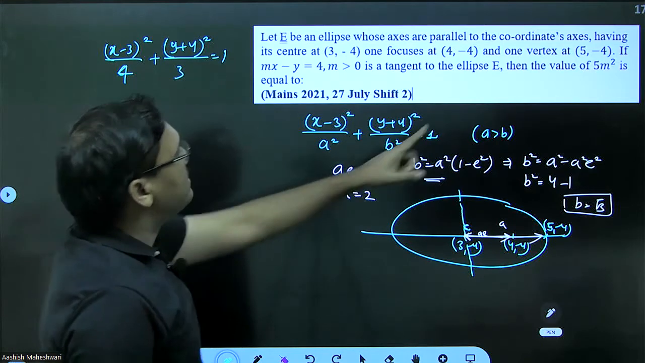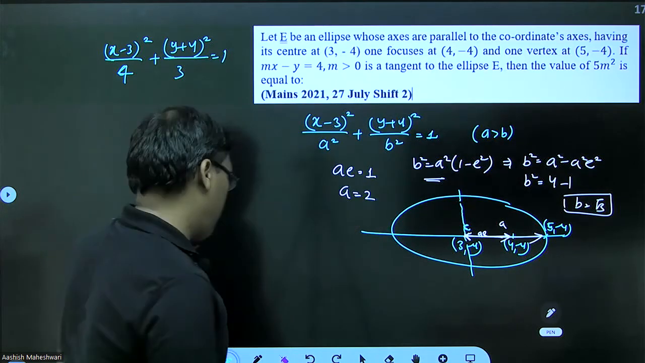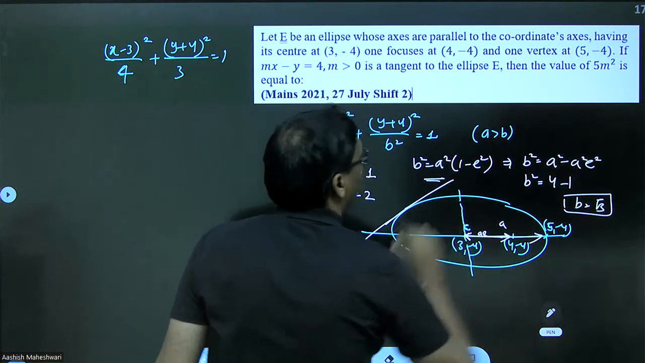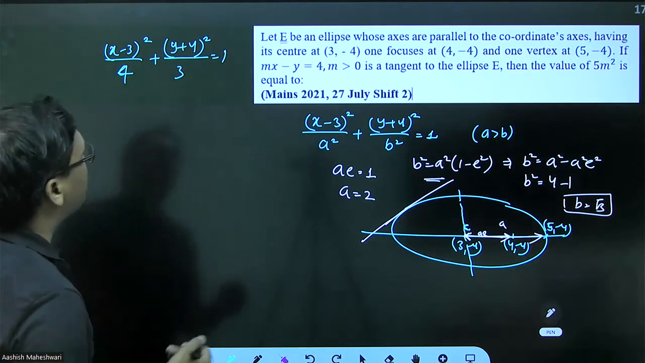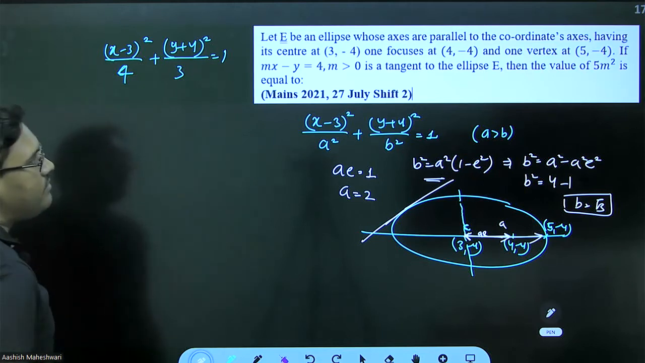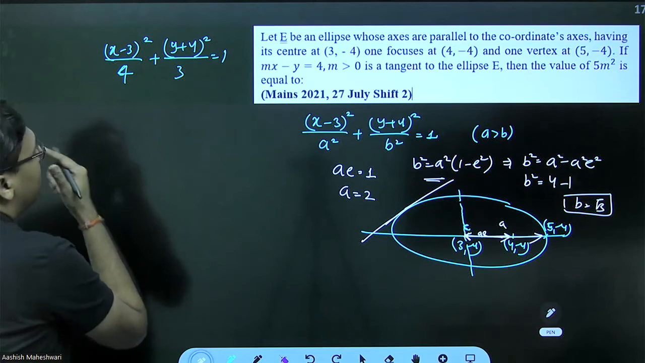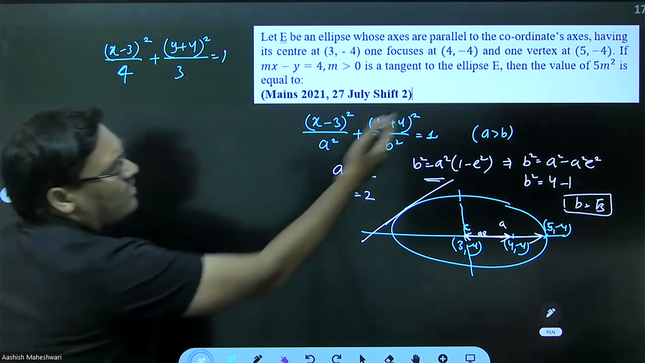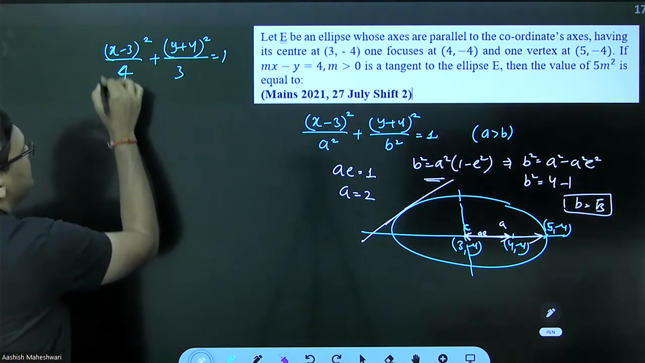Now the question is if mx minus y equal to 4 is tangent to this ellipse. So let's say some line mx minus y equal to 4 is tangent to this ellipse, then what is the value of 5m square? Now see, what is the equation of tangent to this ellipse? Can I say the equation of tangent with slope m, or otherwise what you can do is you have to just find the value of 5m square. What you can do is, what is the condition for tangency?